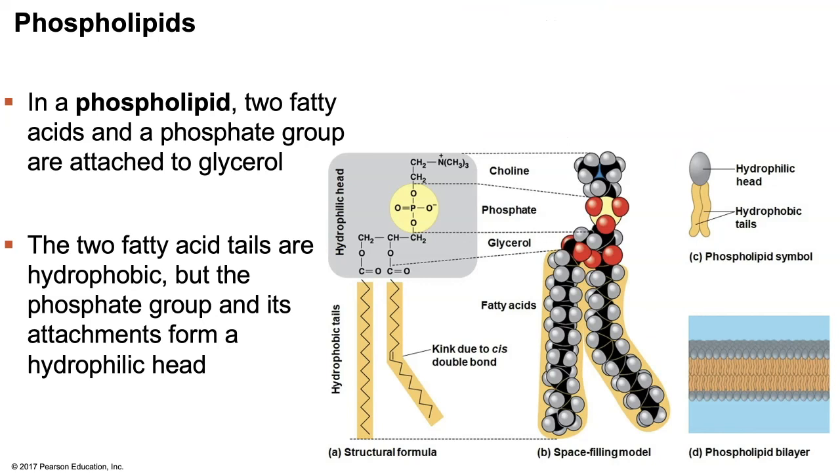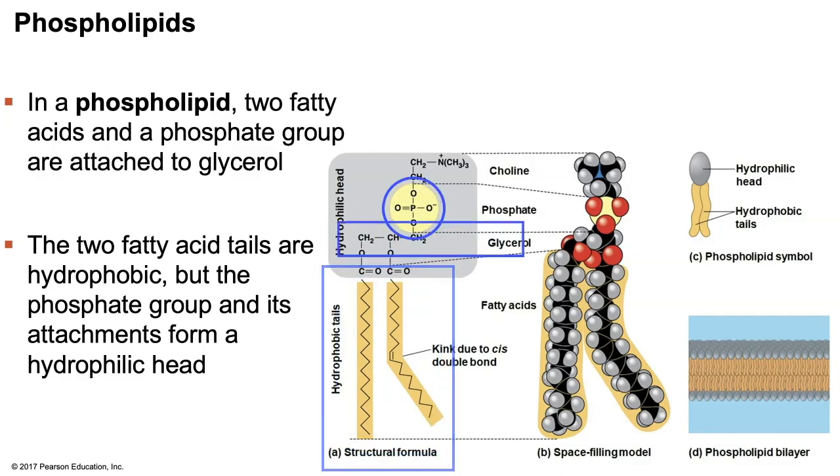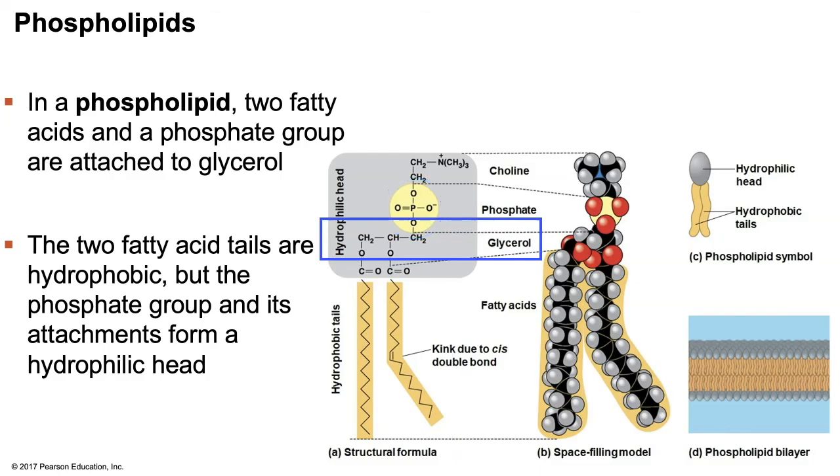Take a look at this image. In the phospholipid, two fatty acids and a phosphate group are attached to a glycerol. The two yellow fatty acid chains, which we call tails, are hydrophobic, which means that they're water-fearing, and this is because they're hydrocarbons. Notice in this phospholipid, we have one linear saturated fatty acid and we have one kinked unsaturated fatty acid.